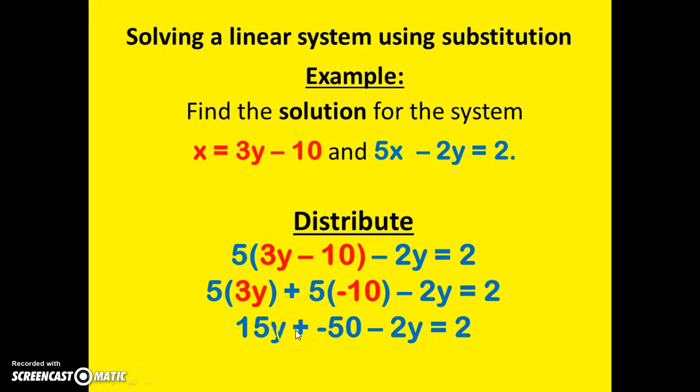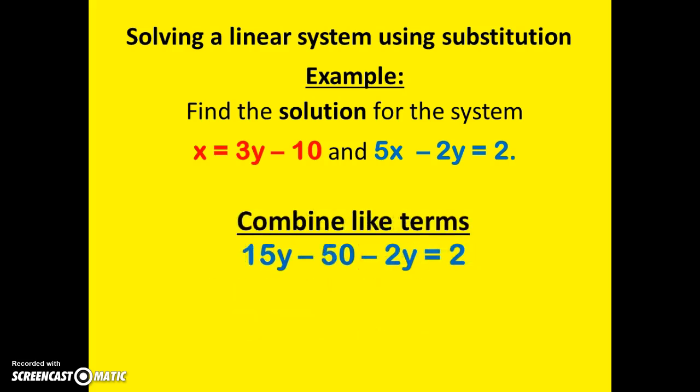Now, if you look at this, we have a plus and a minus next to each other, so we want to clean that up. A plus and a minus next to each other is always a minus, right? So we can simplify that and make 5y plus negative 50 into just 5y minus 50. So we're done with our distribution. That's all we needed to do. Now we have to combine like terms.